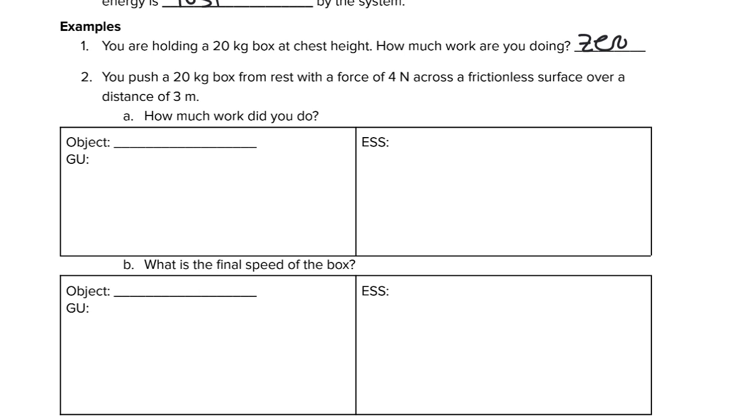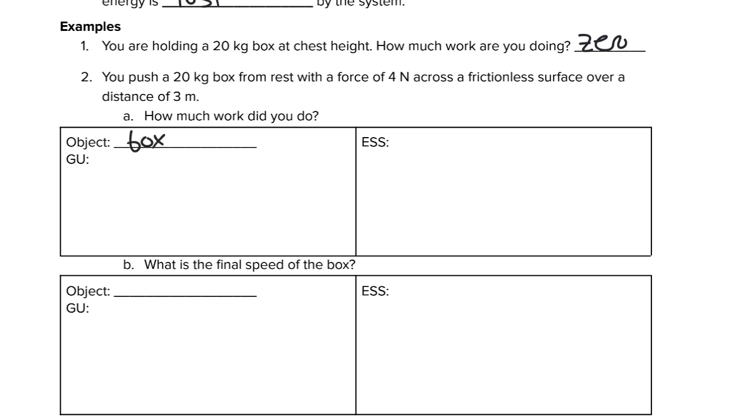So we do have the guess method boxes to see what's going to happen there. Example number 2, part A, says you push a 20 kilogram box from rest with a force of 4 newtons across a frictionless surface over a distance of 3 meters. The question is, how much work did you do? So the object here, or the system, is the box.